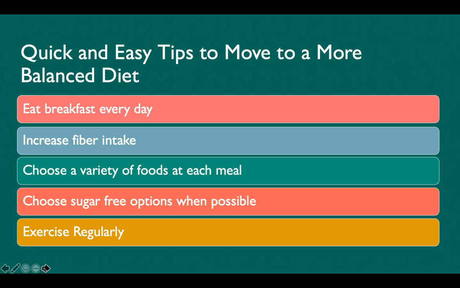And then choose a variety of foods at each meal. So again, don't only eat sources of protein or don't only eat sources of carbs. Make sure you're varying them. Choosing sugar-free options, and we went over that one on the last slide as well, and then exercising regularly. And we will go over why that is important in part 3 of this presentation.